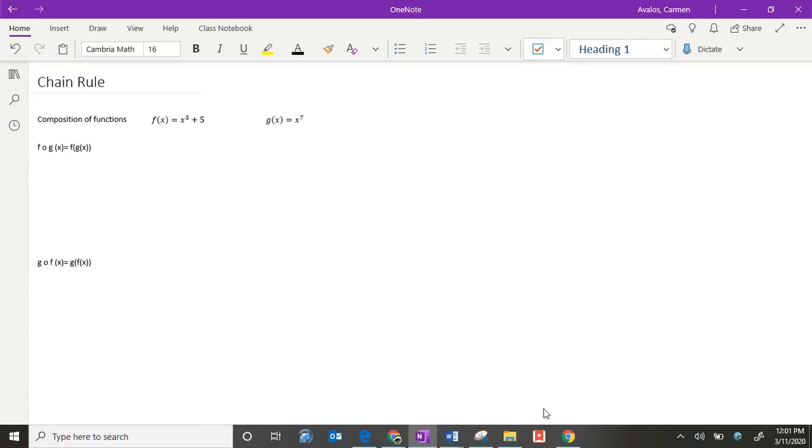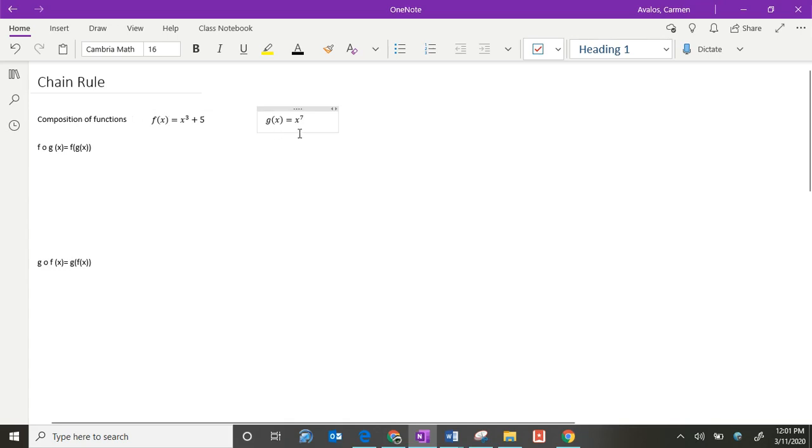The chain rule is actually made from composition of functions. So you have to recognize when we have composition of functions, and then the chain rule will be really, really easy. Composition of functions is what you see in front of you, where you have f of g of x and g of f of x. That means that one function is inside of another function.